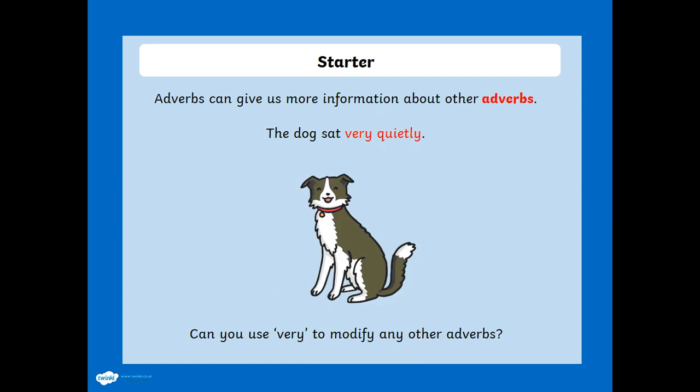The next part is adverbs can give us more information about other adverbs. For example, the dog sat quietly. We can use the word very to tell us how quietly he was sitting.